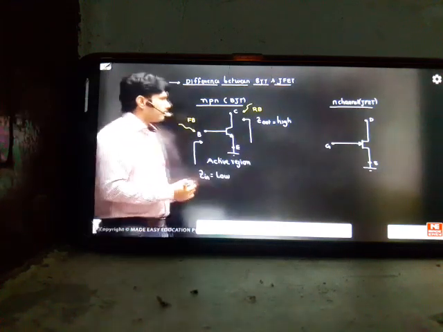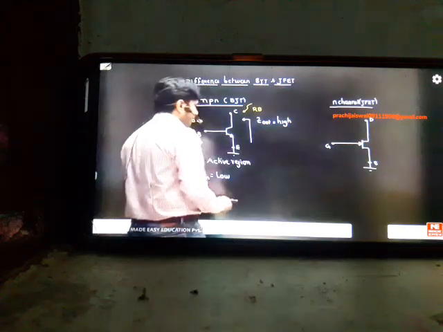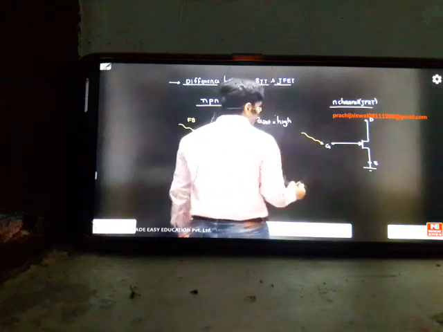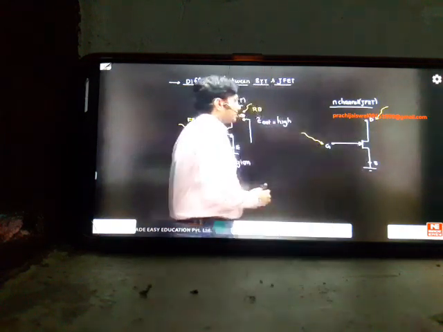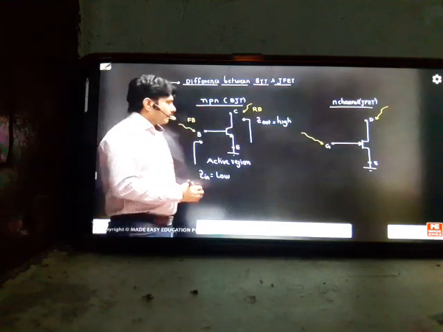Is there any equivalent terminal in the class? Whatever the base you are seeing here, the input becomes the gate for you. So let us indicate this is your input, and this is your output. In place of base, the gate is working as an input here. In place of collector, the drain is working as an output in this device. Okay. But how to operate this device?